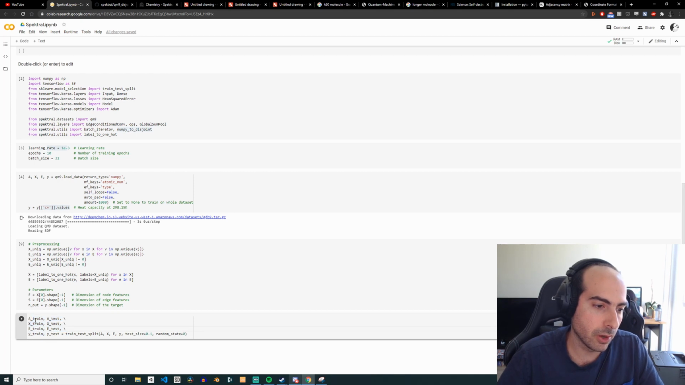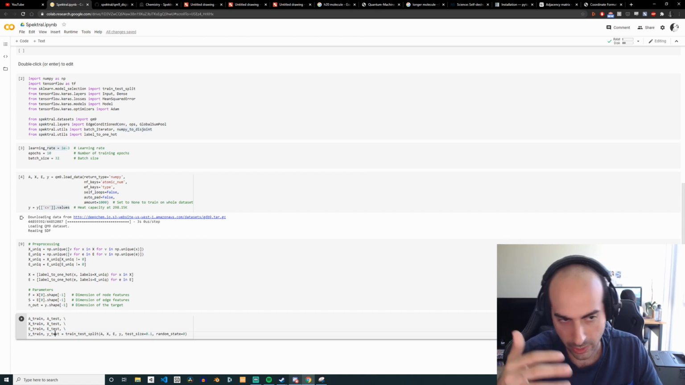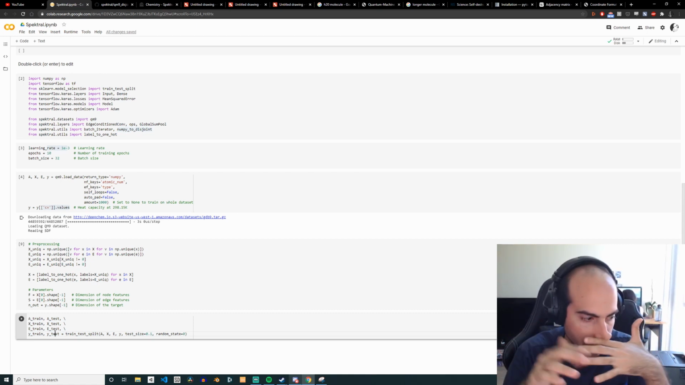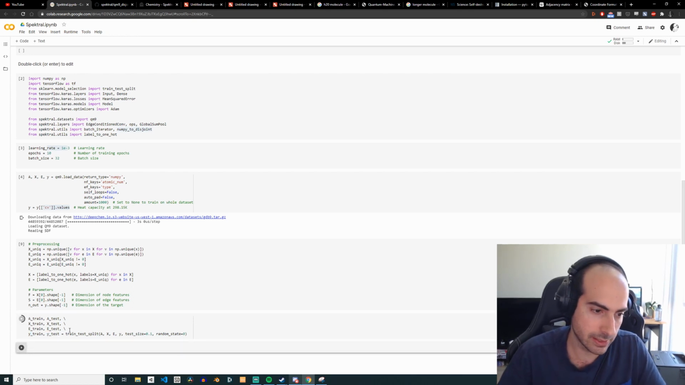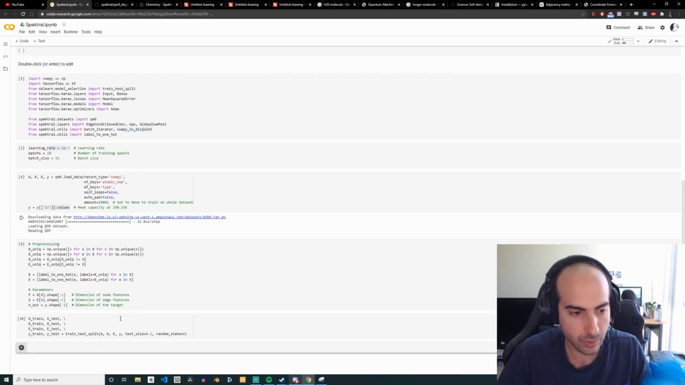Okay. So usually, in any sort of deep learning algorithm, you would have your X and you'd have your Y, like your input and your output. In this case, however, we have the adjacency matrix. So that's what the A train, A test is. We have the node level features. We have the edge level features. And then finally, we have our labels. So that's why this looks a bit longer than usual.